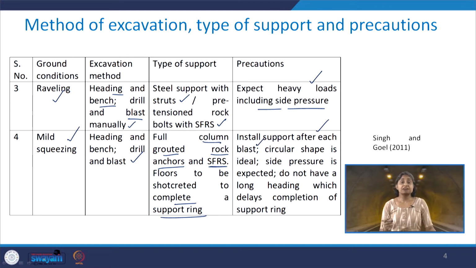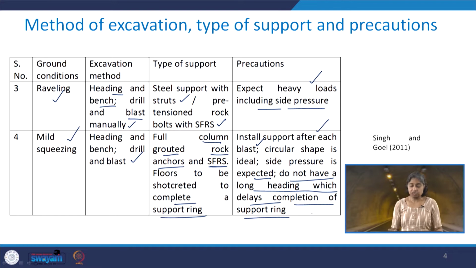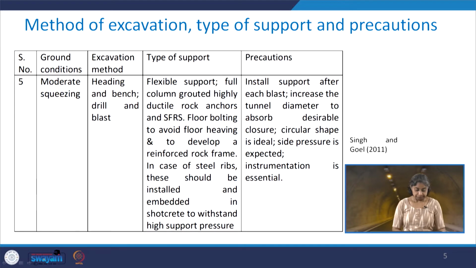In this case, the shape of the tunnel should be the circular shape, as it provides the most ideal condition. The side pressures are also expected. So, we should not have a long heading which delays the completion of the support ring. So, simultaneously after each blast cycle, we should keep installing the support systems.